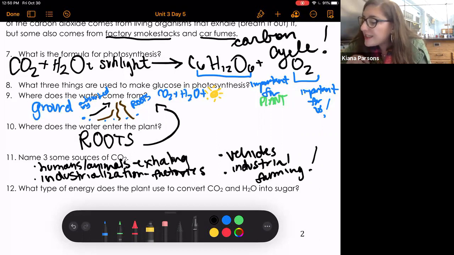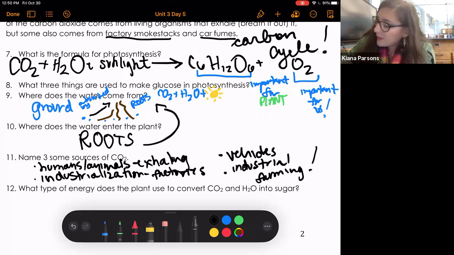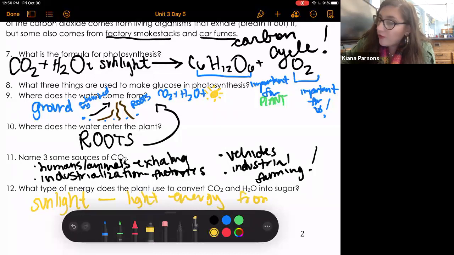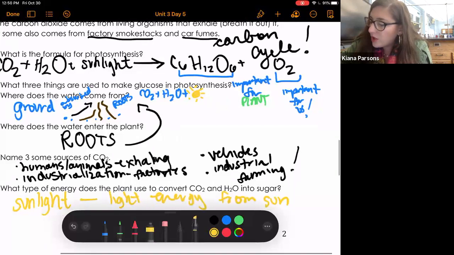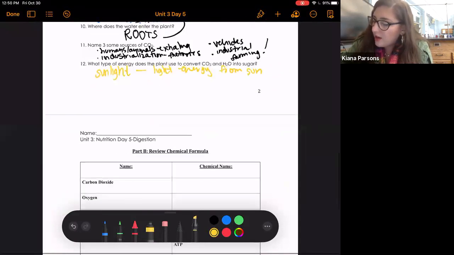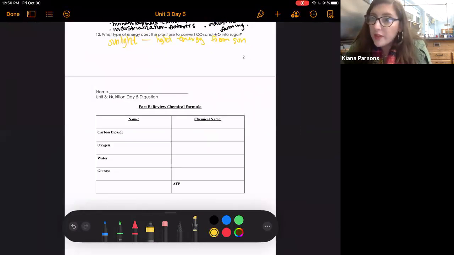What type of energy does the plant use to convert CO2 and H2O into sugar? So the plant uses sunlight, which is light energy from the sun, or photo energy, which is why the process is called photosynthesis. And all right, now we're going to go down here, and we just went through all of these in this passage many times, but let's make sure that we write it out.